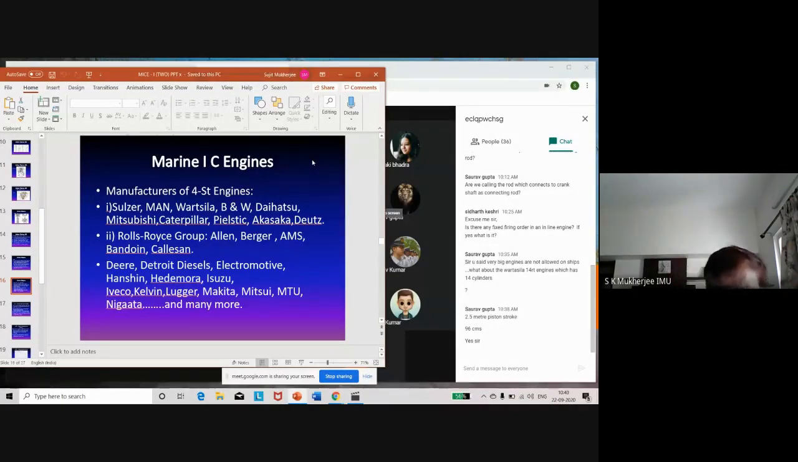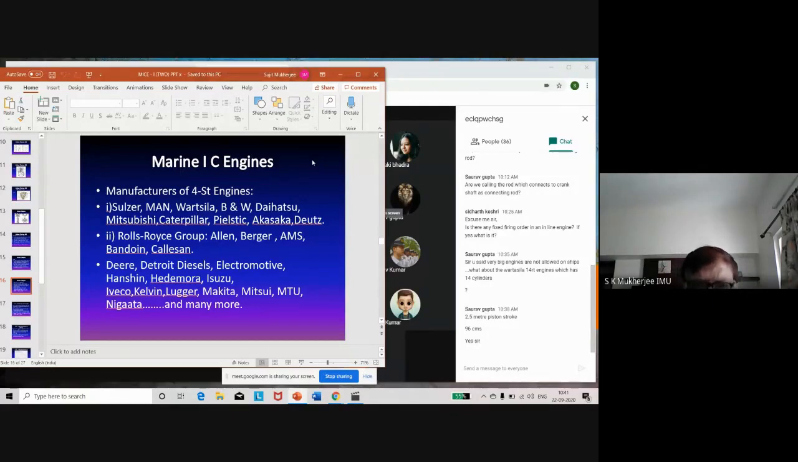These are one or two companies, but not of much significance. The main three are Mitsubishi, Burmeister & Wain and Sulzer, Burmeister & Wain and MAN, Sulzer and Wärtsilä. But four-stroke engine manufacturers, there must be hundreds. They are in hundreds. I have given a few of the names which are more prominent. There may be a few more.